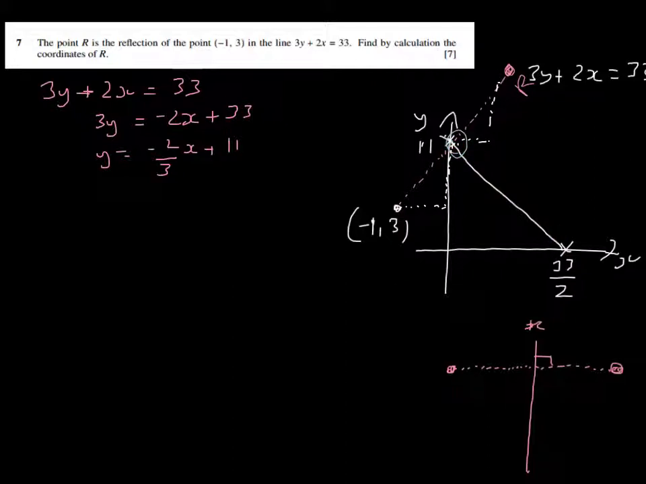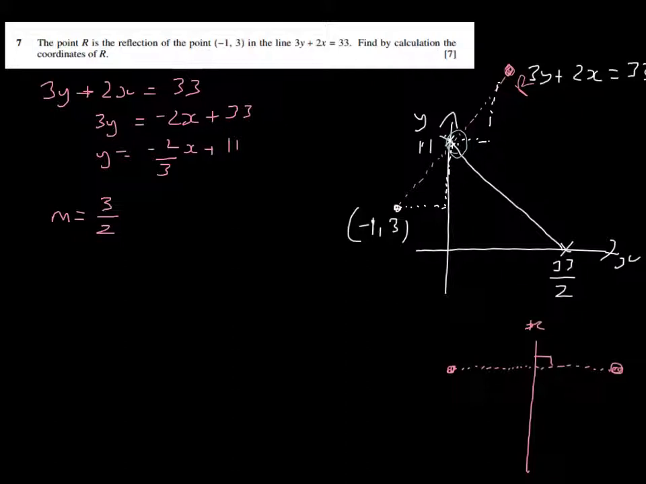The gradient that we want is going to be the reciprocal of that, and the sign will be changed. So we want the gradient to be 3/2, which is a positive gradient, which makes sense with what we can see visually here. Okay, so that's cool. So we need an equation that goes with this pink line.